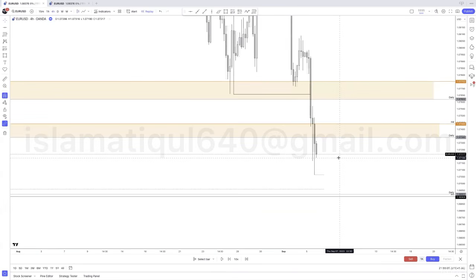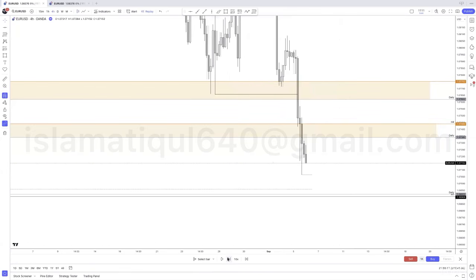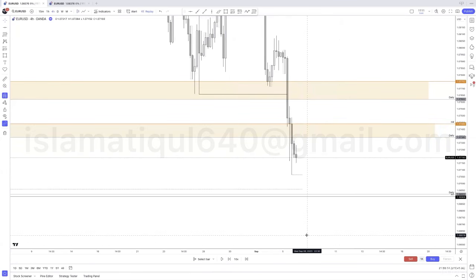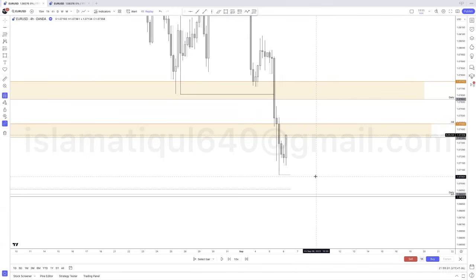Now let's wait for Asia to win, right? We're going to wait for Asia to win, and then let's decide what to do. Okay, let's see. First one, yeah, my TradingView is lagging a little bit for some reason. Okay, second one. So what has happened? We have entered a sell zone currently, right? We have entered a sell zone.